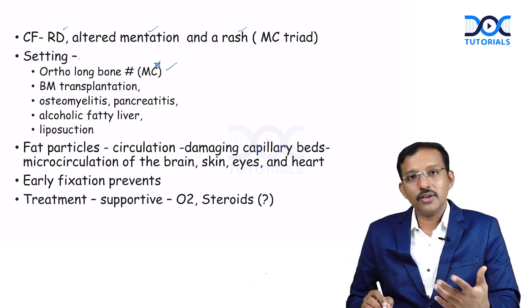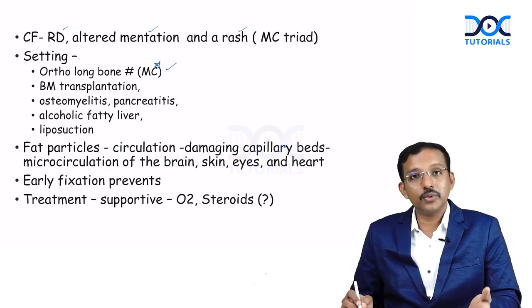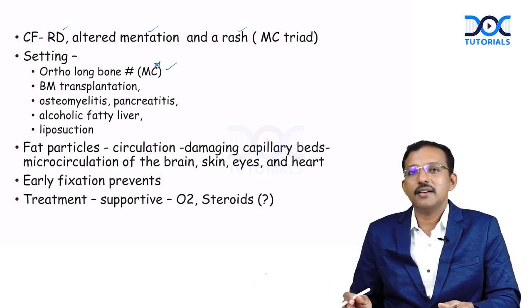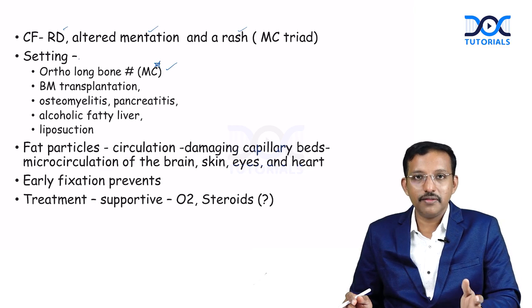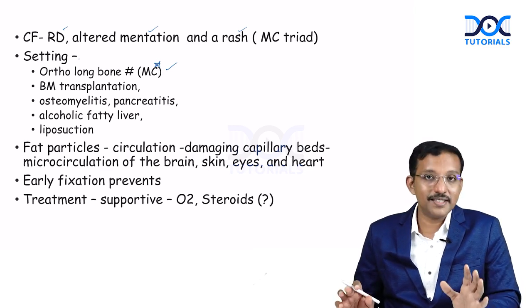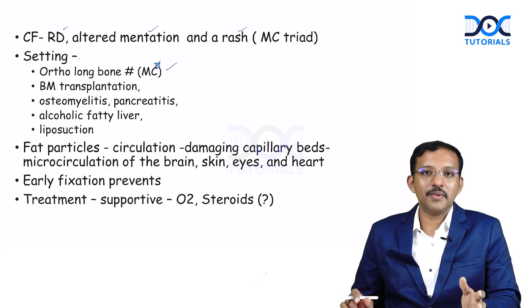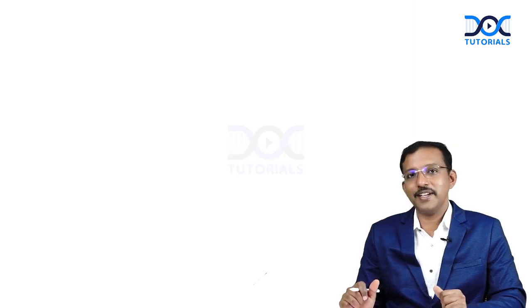Now, treatment is always supportive. The use of steroids is still debatable. Some people say it is useful, some say it is not. So anyway, there is no definitive treatment right now other than supportive treatment. So prevention is probably the best method of treatment in fat embolism syndrome. Okay, all the best.